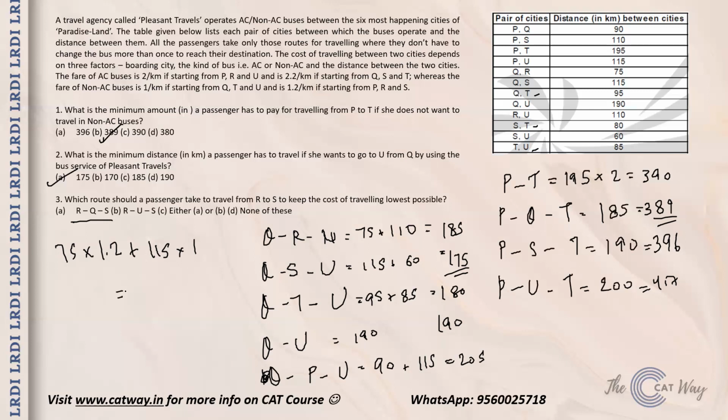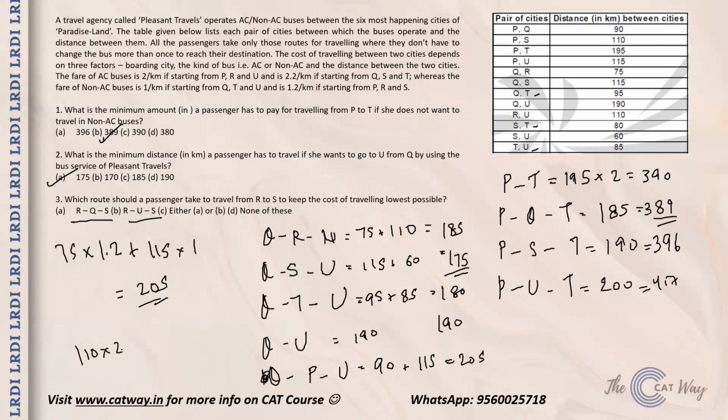Now total cost is going to be what? 115 plus 75 into 1.2. So total they are going to charge 205. For the second route, RUS. So RU is 110. So for that they are going to charge 1.2 rupees.